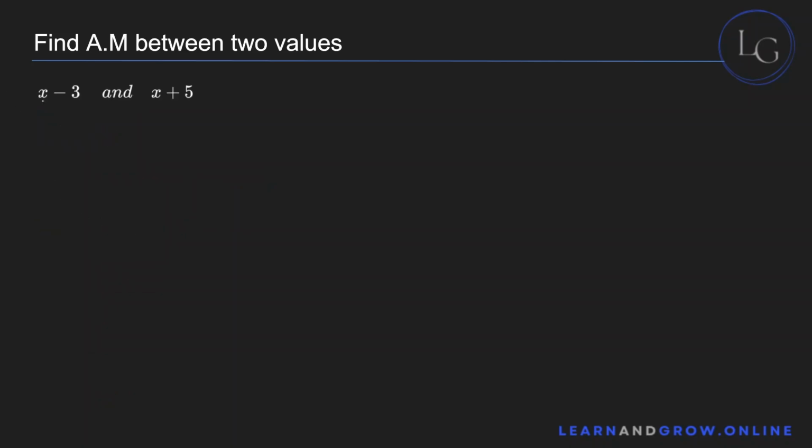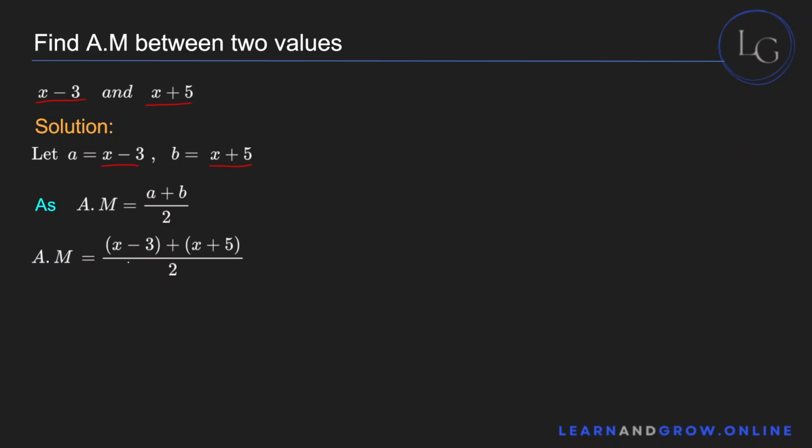Now we have to find the arithmetic mean between x minus 3 and x plus 5. Again, you'll put a is equal to x minus 3 and b is equal to x plus 5. So the arithmetic mean is equal to a plus b over 2. We'll plug in the values of a and b, and when you do that, you basically get this value, x plus 1. So x plus 1 is the arithmetic mean between x minus 3 and x plus 5.